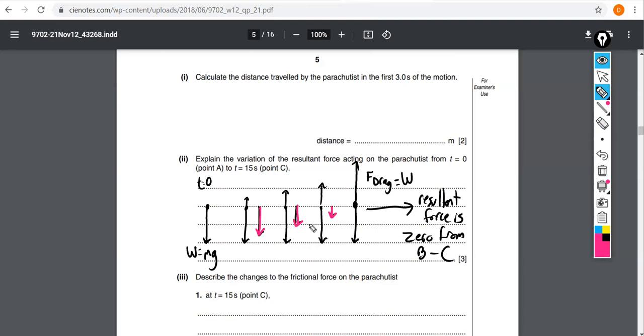You guys see it, right? So the resultant is not as big as the weight, because we're subtracting this drag force from the weight. So the resultant is not as strong as it was initially. That's why the curve starts to level off, until eventually it's 0 when they become equal.